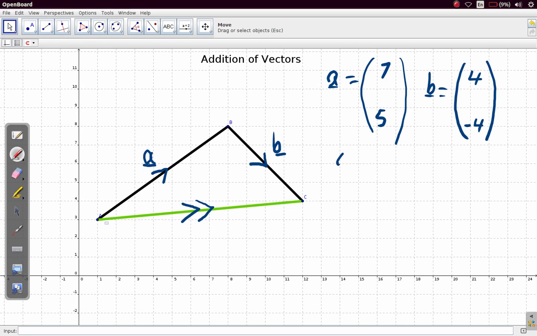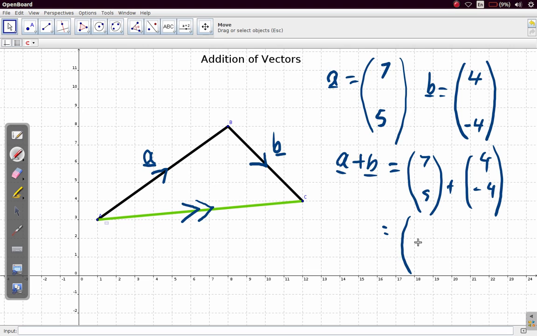Now adding them using matrices, let's say A plus B. Vector A plus vector B is going to be (7, 5) plus (4, -4). And that will be 7 plus 4, 5 plus -4, which is 5 minus 4. So 7 and 4 is 11, 5 minus 4 is 1. So the resultant is supposed to be (11, 1). Let's see if that is the case.